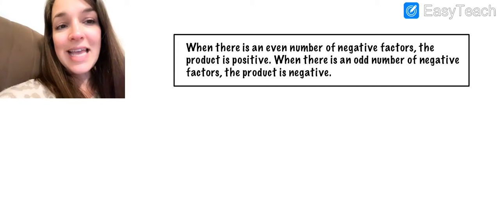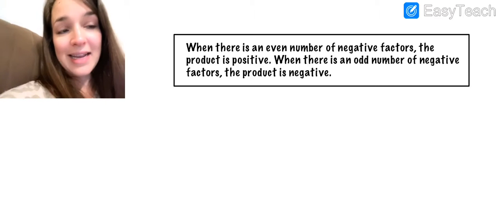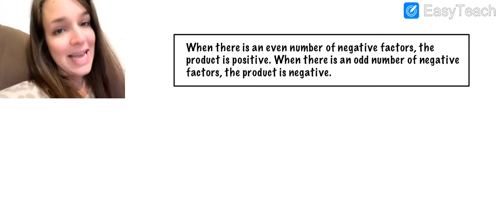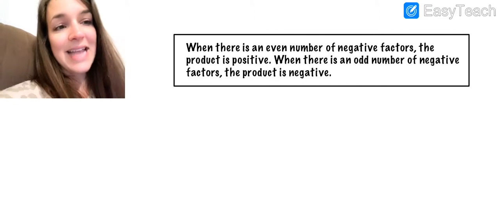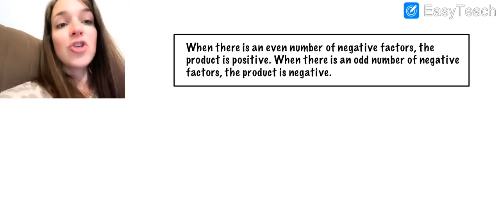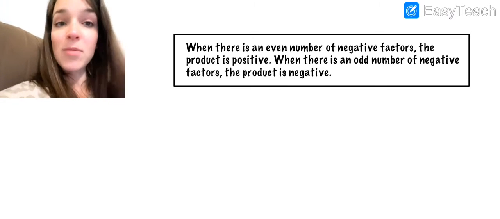Notice it doesn't say anything about the positive numbers that are being multiplied. They don't matter. All you look at is how many negative numbers are a part of the multiplication. Multiplying by positive numbers is not going to change anything. What changes things is multiplying by a negative number. So you want to count how many negative numbers you're multiplying by, and if there's an odd number of them, your answer is going to be negative. If there's an even number of them, your answer is going to be positive.